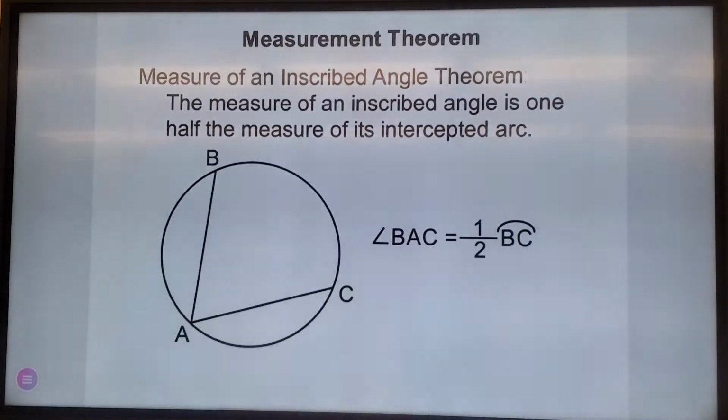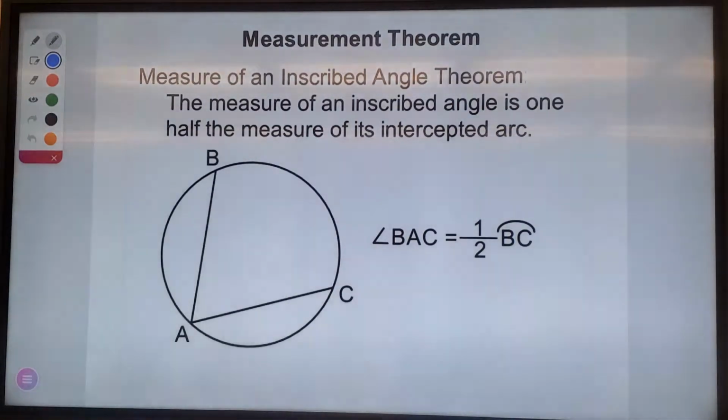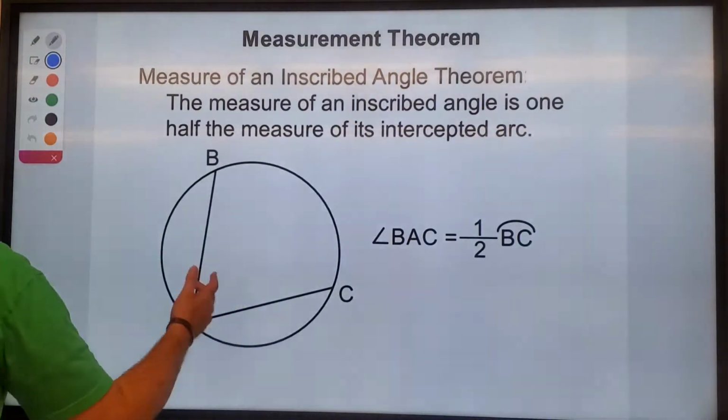Okay, so the measurement theorem. The measurement theorem just states that the measure of an inscribed angle is 1/2 the measure of its intercepted arc. Okay, so let's make sure I can make this clear, or at least try to make it clear. I'm going to give you one of two possible scenarios. I'm either going to give you an inscribed angle and ask you for the arc, or I'm going to give you the arc and ask for the angle. Or a piece of that, right? So you might get some other pieces where you have to find both kind of thing. But with this, I'm just going to go through some small things.